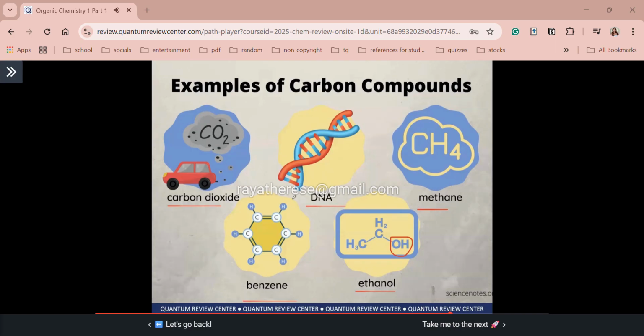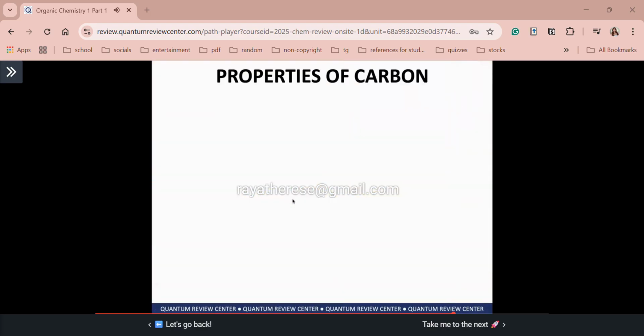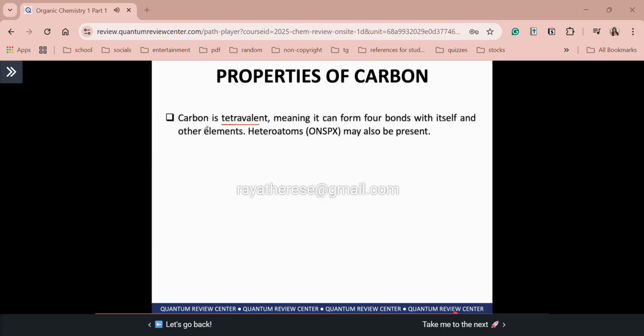Yes. So class, again, we have over 90 million organic compounds, and that's because of the properties of carbon. Remember, we will discuss three most important properties of carbon. Somehow we discussed the first one, the tetravalent nature of carbon. Let's continue and transition to our last topic for our first set of discussion in Intro to Organic Chemistry. Class, first property, again, carbon is tetravalent.